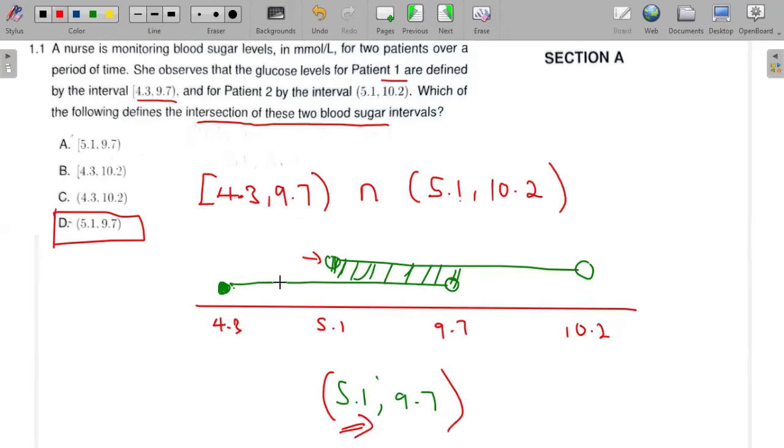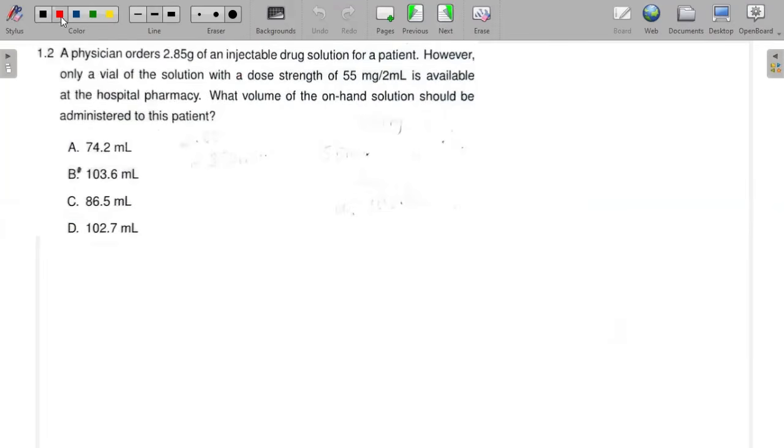If you have any questions, just feel free to unmute yourself and then you can ask. Otherwise I'll go to question 2.